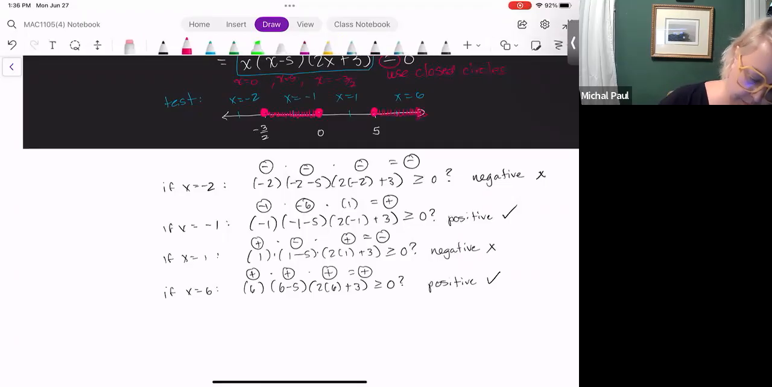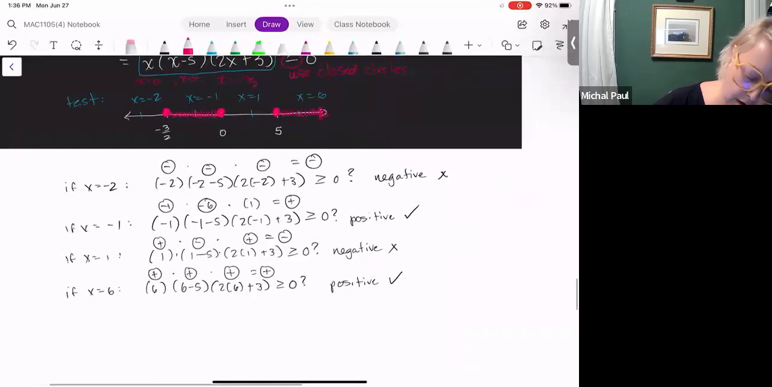So my solution are just the places I shaded. From negative 3/2 to 0, combined with the region from 5 to positive infinity.